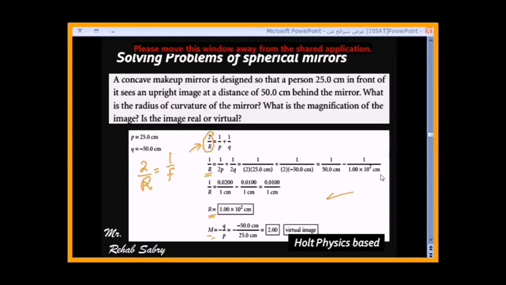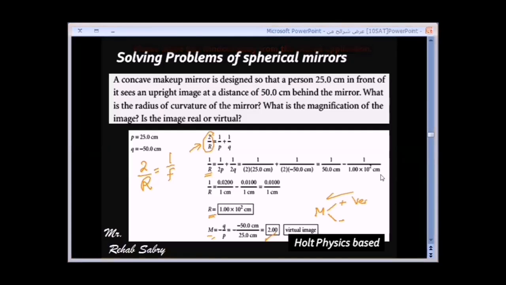Then M equals minus Q divided by P. By the way, if M is positive, you have to record that in your summary. If M is positive, then it means the image is virtual. If M is negative, the image is real.